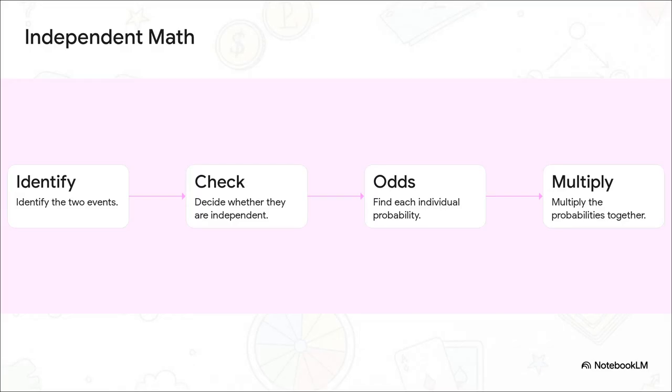Let's walk through this sequentially using our classic coin and die problem. Step 1. Identify the events. Say we want a heads and a roll of 4. Step 2. Decide independence. Well, we know the coin can't see the die, so yes, absolutely independent. Step 3. Find the individual odds. A fair coin is 1 out of 2. A fair die is 1 out of 6. And step 4, just multiply them together. 1/2 times 1/6 equals 1/12. Look at how beautifully easy that math is when you've correctly identified independence.